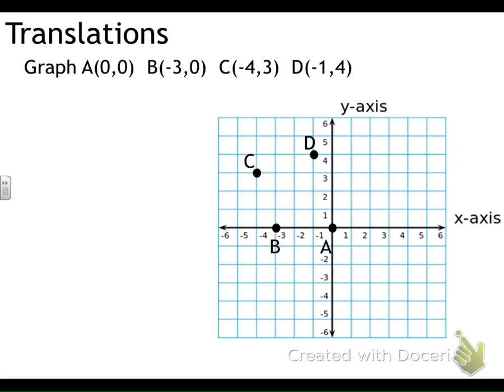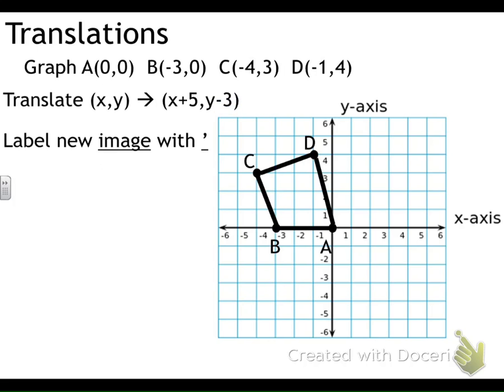Once you graph these, we're going to connect the dots. And don't connect them diagonally. Connect them on the outer edges. So A to B, B to C, C to D, D to A. So like this. All right. We're going to translate this. We're going to learn how to translate using this thing called coordinate notation. So you're going to see some directions like this in your homework.